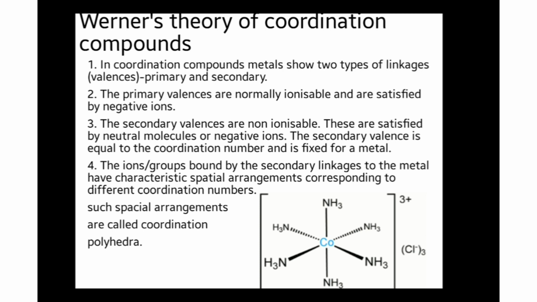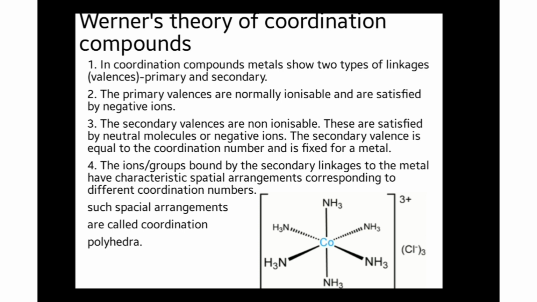So the first postulate tells that a metal can have two types of linkages or valences. Okay. So just now we discussed the two valences, that is primary and secondary. So this is your first postulate.